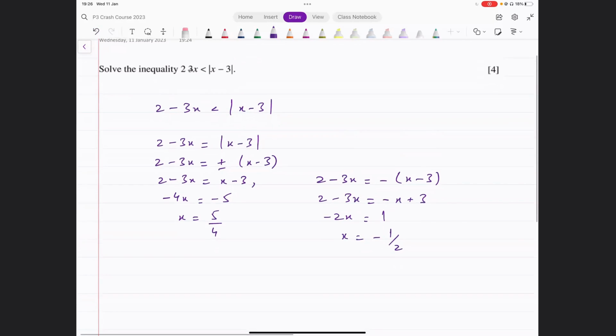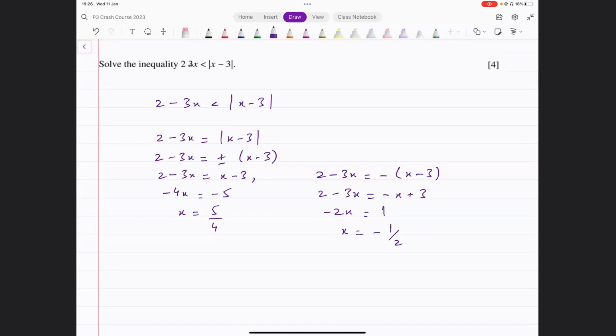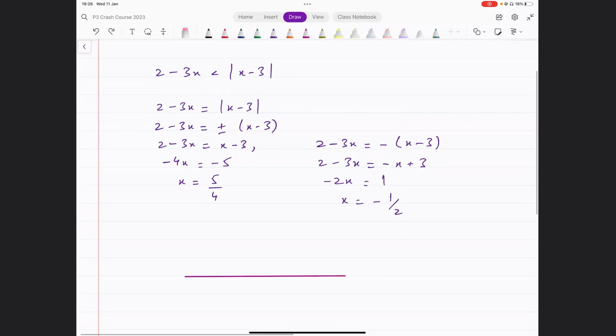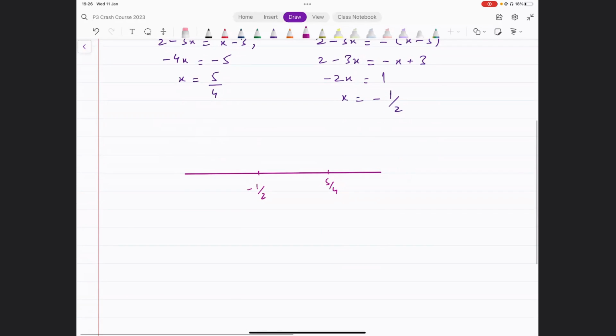These are two results that we're getting, but this is not our final answer yet. We were actually solving an inequality, not an equation. So now we draw a number line. We draw a number line and we mark those 2 points here. One is minus 1 over 2 and the other is 5 over 4. Now, these 2 points divide our number line into 3 different regions.